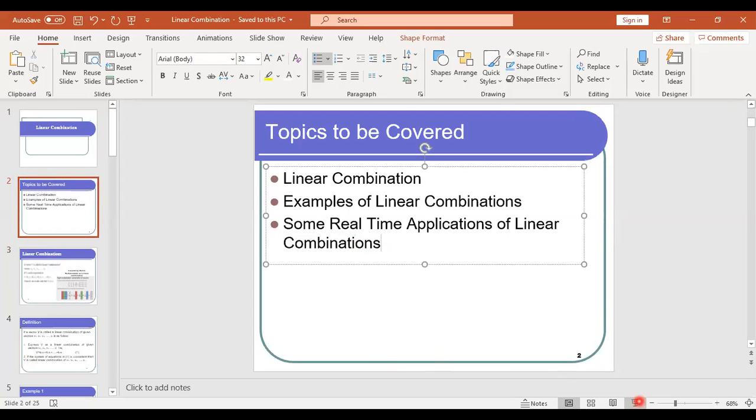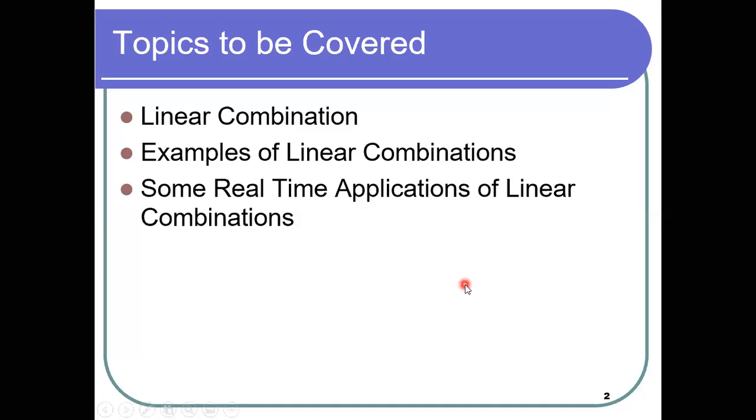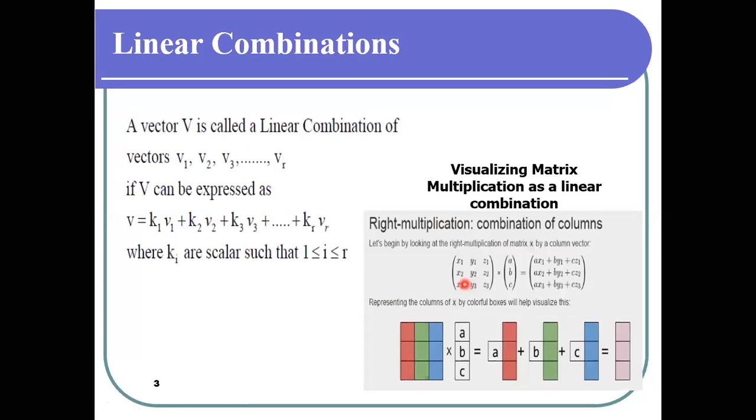Linear combination. So let us define the linear combination. First of all, the vector V is a linear combination of some R vectors if V can be written as the linear combination of these R vectors.